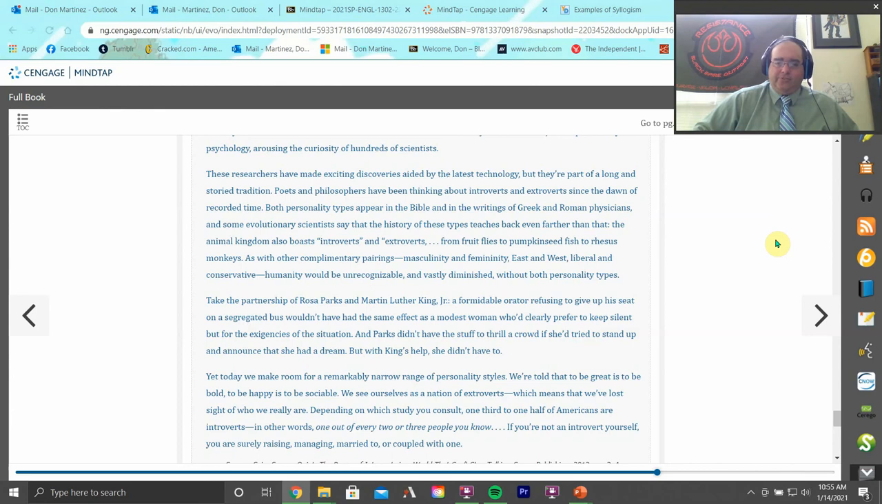Yet today, we make room for a remarkably narrow range of personality styles. We're told that to be great is to be bold, to be happy is to be sociable. We see ourselves as a nation of extroverts, which means that we've lost sight of who we really are. Depending on which study you consult, one-third to one-half of Americans are introverts. In other words, one out of every two or three people you know. If you're not an introvert yourself, you're surely raising, managing, married to, or coupled with one.